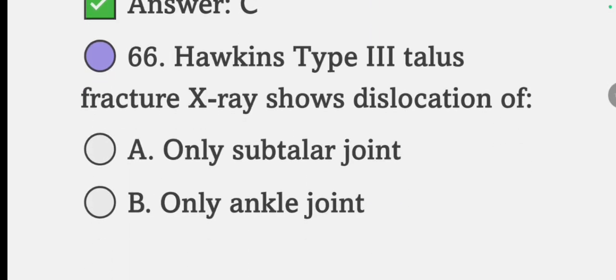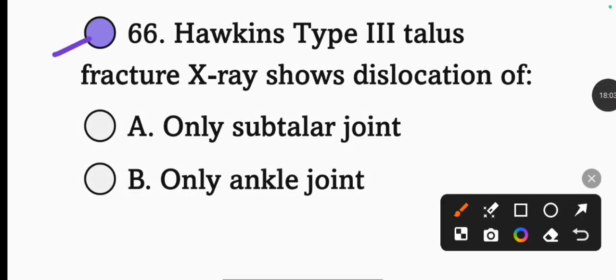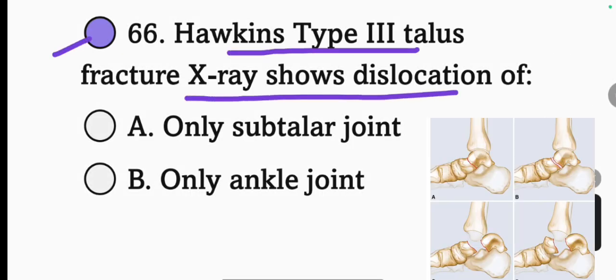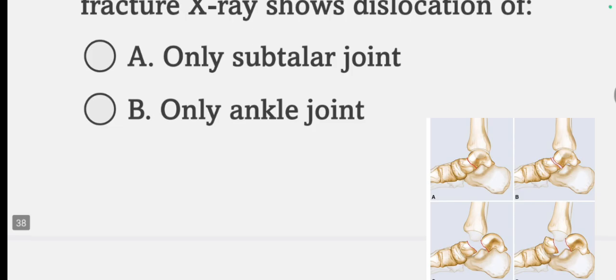Okay. Now come to question 66. Hawkins type 3 talus fracture, X-rays show dislocation of. So Hawkins has four types. Actually type 1, type 2, type 3, and type 4. Type 1 is an undisplaced fracture, type 2 is subtalar displacement, like dislocation, and type 3 is subtalar plus ankle dislocation. Okay, so type 3 is the subtalar joint or the ankle.